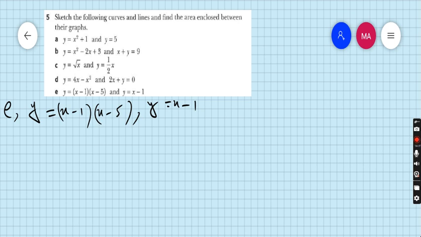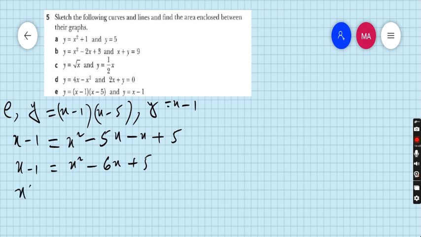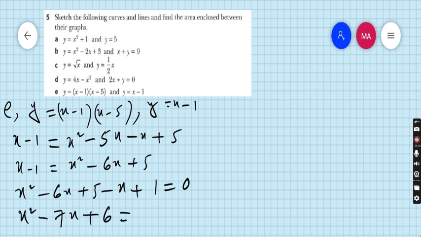So replace y with x minus 1 equals x into x, x square, x into 5 is 5x, 1 into x is x, and 5. So x minus 1 equals x square minus 6x plus 5. Moving the left hand side x to the right hand side, minus x plus 1 equals 0. X square minus 6x minus x is minus 7x, 5 plus 1 is 6, equals 0.